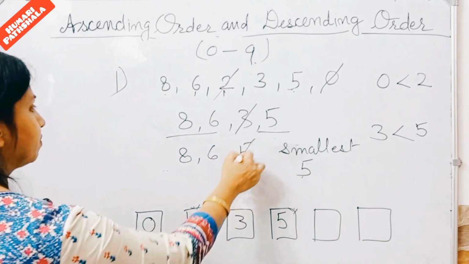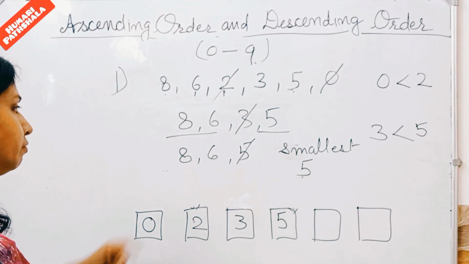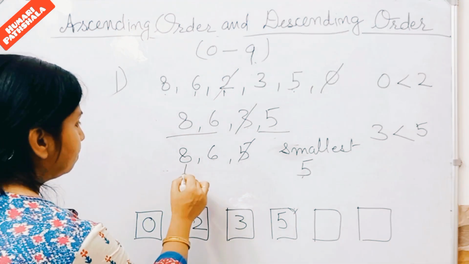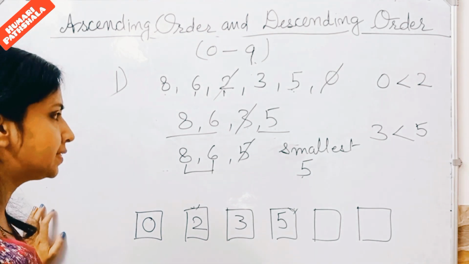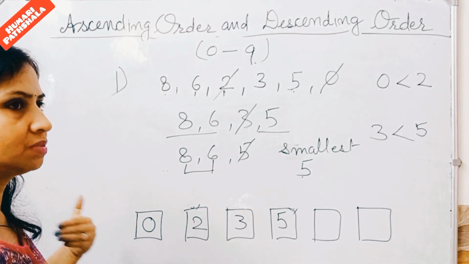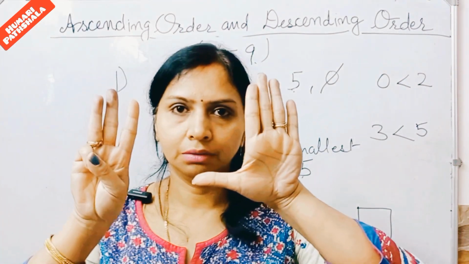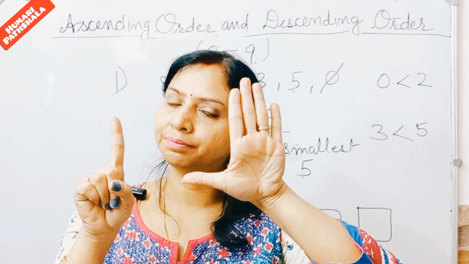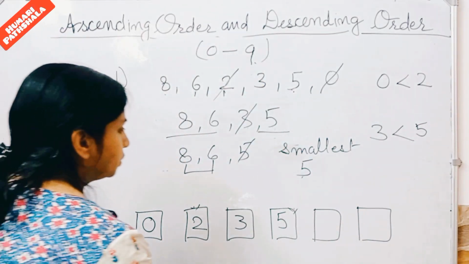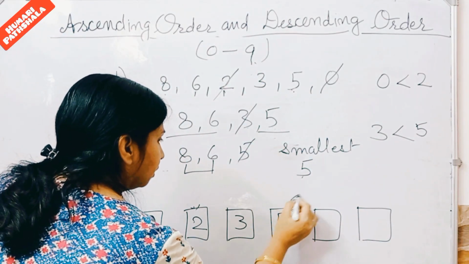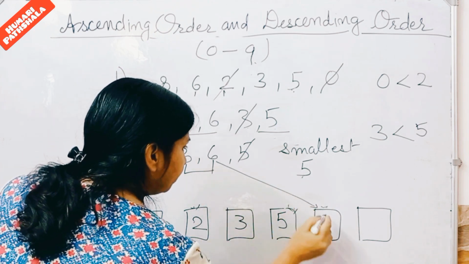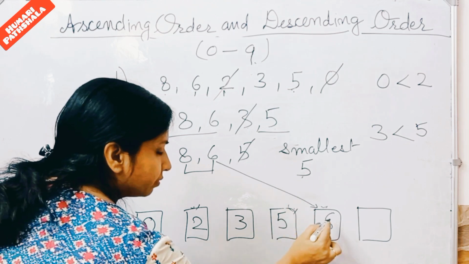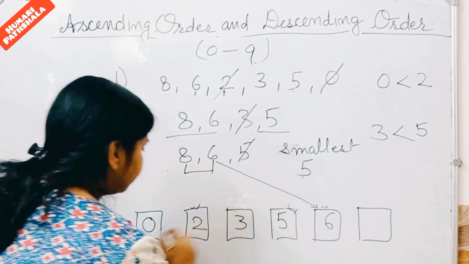Now cancel this 5. 2 numbers are left, 8 and 6. Which one is smaller here? 8 or 6? 6 is smaller. So we'll write 6 here because it is smaller. And 6 is greater than 5. So it is already in increasing order now.